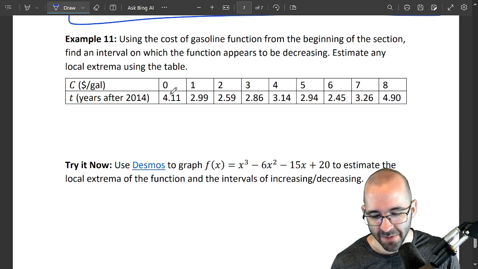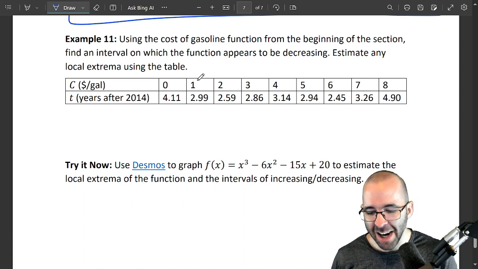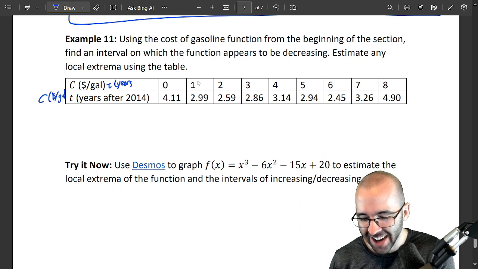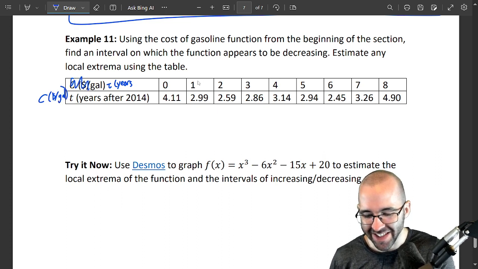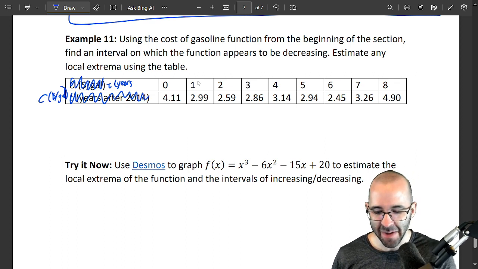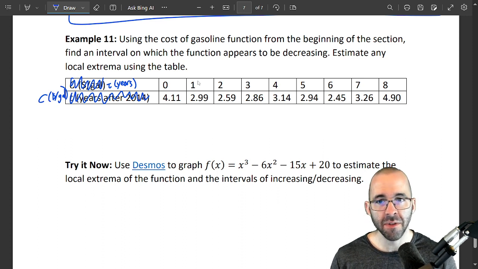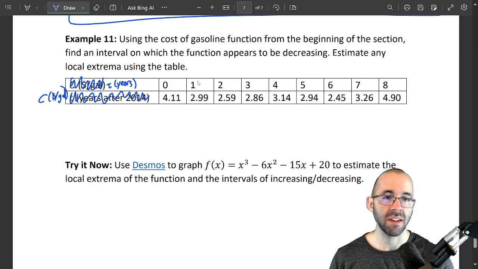Do one more example. This table that I have messed up so many times. T is the years after, and C is the cost in dollars per gallon. I literally copied this table 3 times, and it's wrong every time. Let's use the same table that we all remember. Find an interval. There could be multiple, but find an interval on which the function appears to be decreasing.